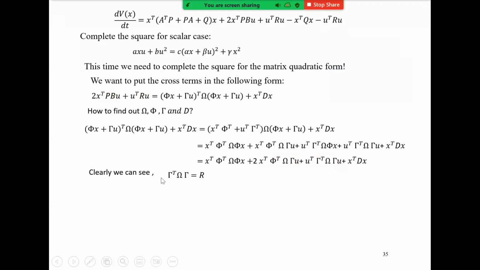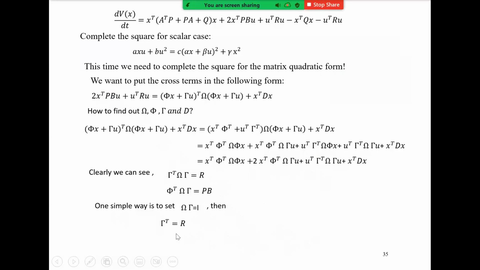So we can say, okay, this one, right? Omega gamma transpose omega gamma equals R, and this one equals P times B. Of course, with those two equations having many solutions, we just pick the simplest one. We just put omega times gamma equals the identity matrix. That will simplify the expression.